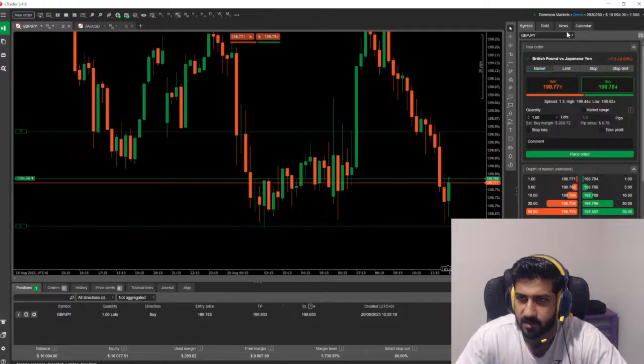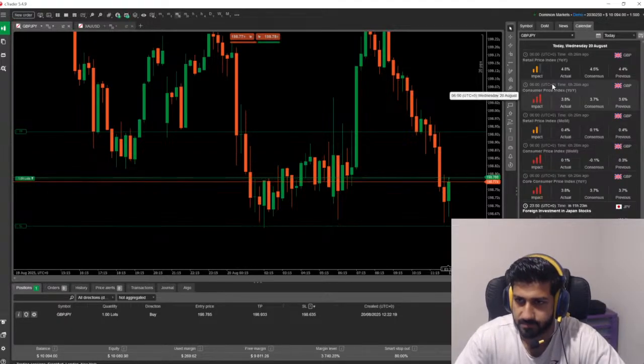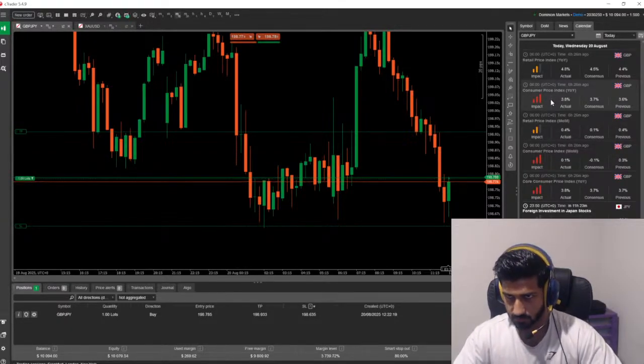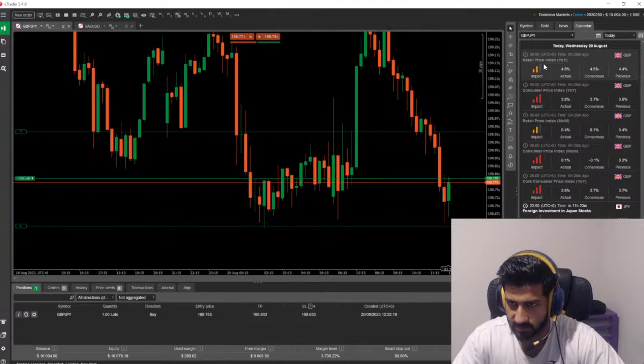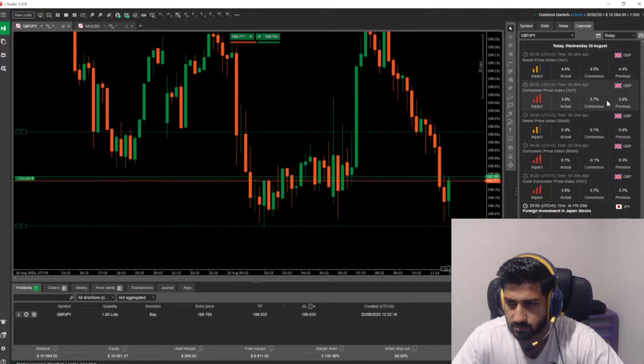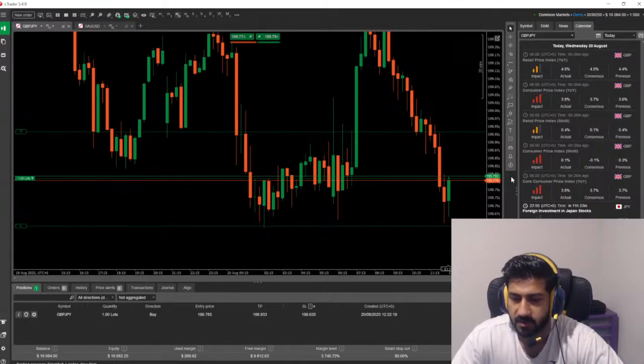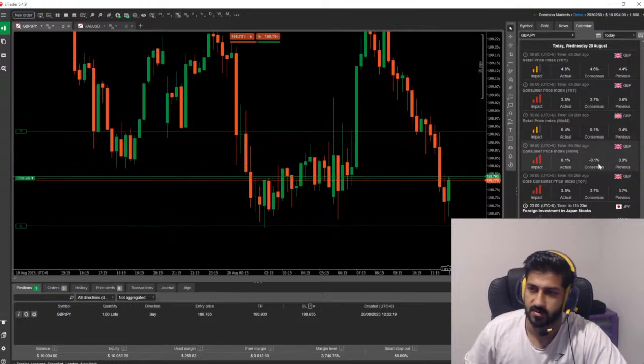So on the left-hand side, we have our calendar along with our news. So let's just take a look at the calendar. In the calendar, retail price index. I like how for each pair, it separates the news itself. So that's nice. That's really nice.